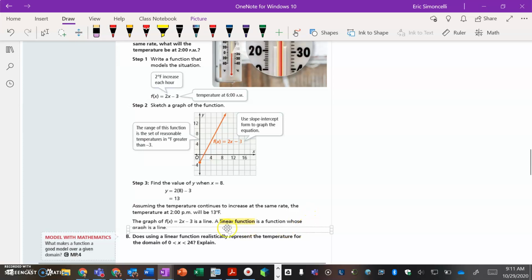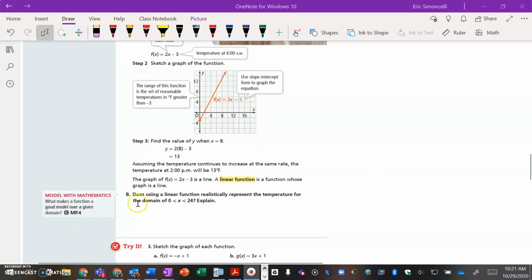The graph of f(x) = 2x - 3 is a line. A linear function, as you know, is a function whose graph is a line, and you can see that in the picture. Y-intercept of -3 with a slope of 2. And if you wanted to see at 8, what is the y-coordinate, you can see that (8, 13) is in fact the point on the line.